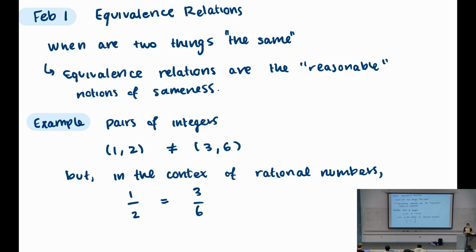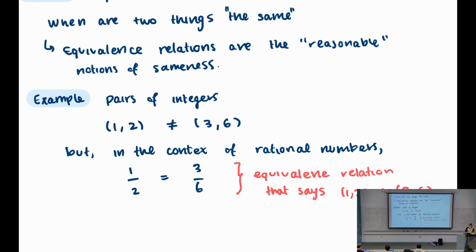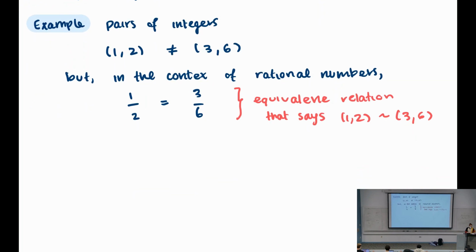So underlying this equality, there is some equivalence relation that tells me that the pair 1, 2 is related to the pair 3, 6. Okay, so that's just an example of two different contexts in which you may consider two different objects to be the same or different. So let me get into the definition of an equivalence relation.